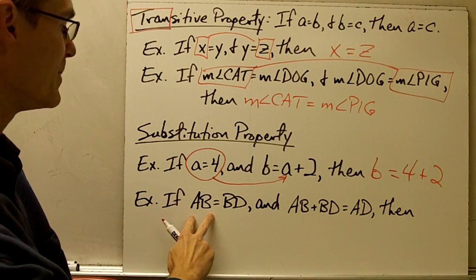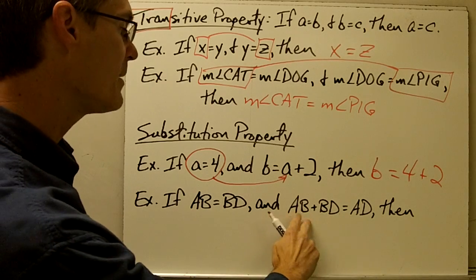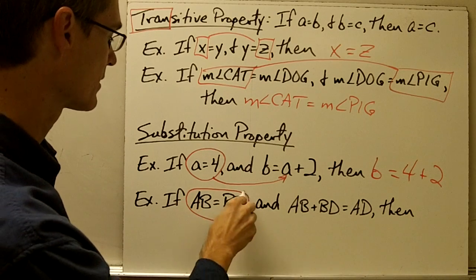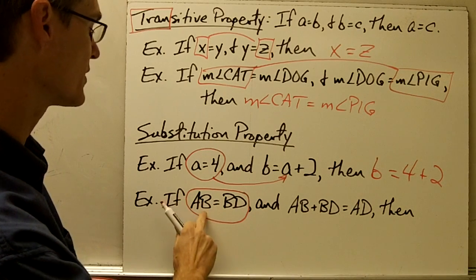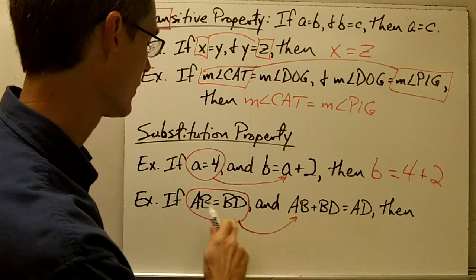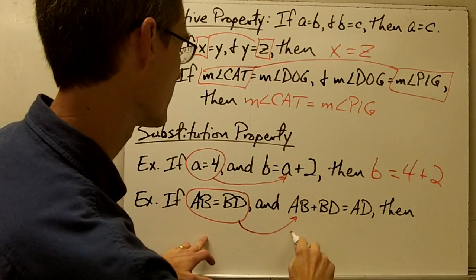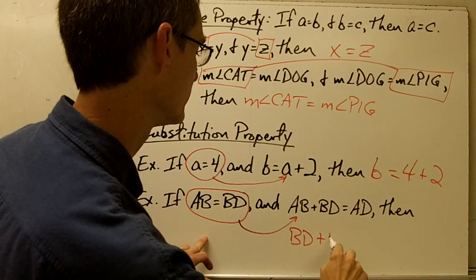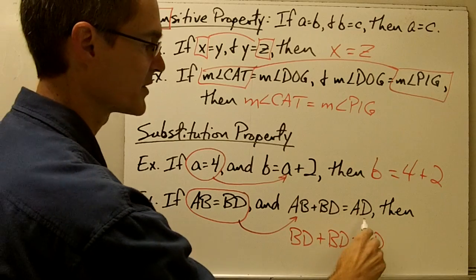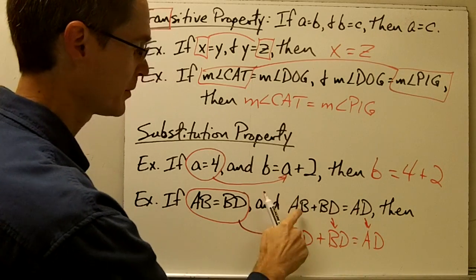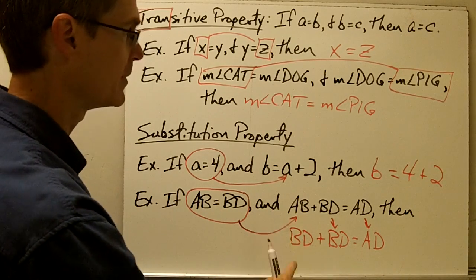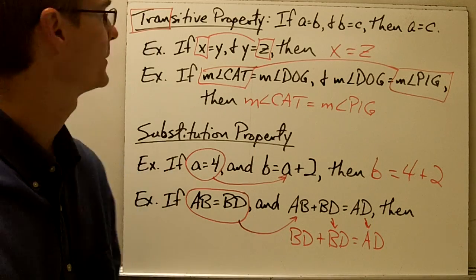Here's another example. If AB equals BD and AB plus BD equals AD, then once again I'm going to take this expression here, and since AB is equal to BD, I'm going to substitute this for the value of AB in this expression. And so I can write BD plus BD equals AD. In other words, everything in this expression is the same except for this piece of it where I've substituted the value BD in for AB. That is the substitution property.